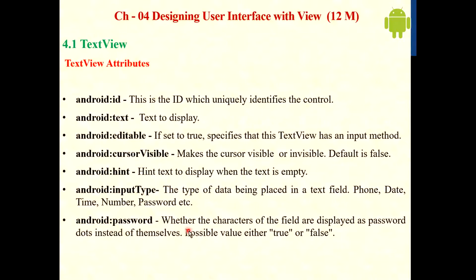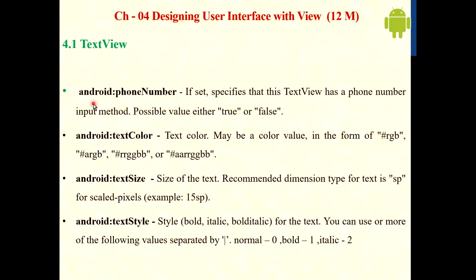Then android:password, whether the characters of the field are displayed as password dots instead of themselves. Possible value is either true or false. If you pass true, then it displays the text or characters as dots, like a password. If you pass false, then it displays the characters. So these are some attributes. Next attribute, android:phoneNumber.